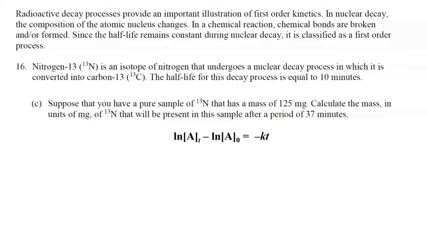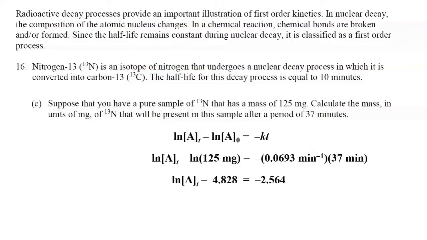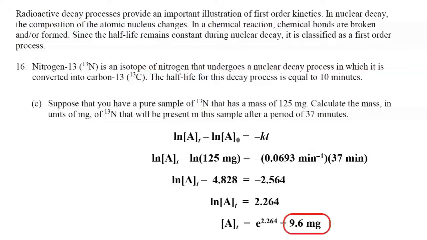I know that the time is 37 minutes. I know the rate constant is 0.0693 inverse minutes. I start with 125 milligrams, and I'm trying to figure out what I end with at time t. So when I do this math, I get natural log of the quantity present at time t is equal to 2.264. So that means that e raised to the 2.264 is my answer, which works out to be 9.6 milligrams. And that's consistent with the value that I had estimated.